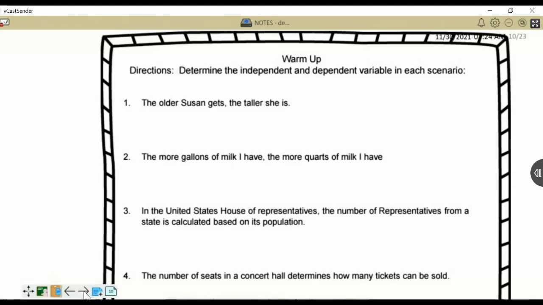Number one: the older Susan gets, the taller she is. The age of Susan is one of the variables, and the height of Susan is the other variable. Which one depends on the other? If you said the height depends on the age, how tall she is depends on how old she is, you would be correct. So the height is dependent and the age is independent. We can also say the age determines the height.